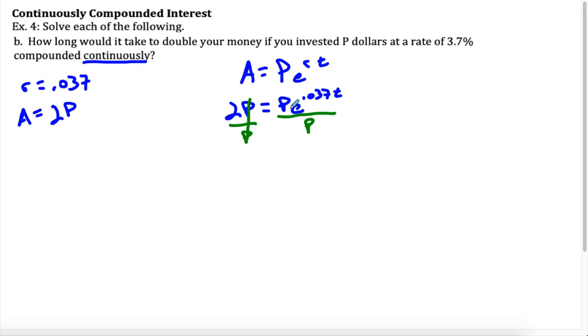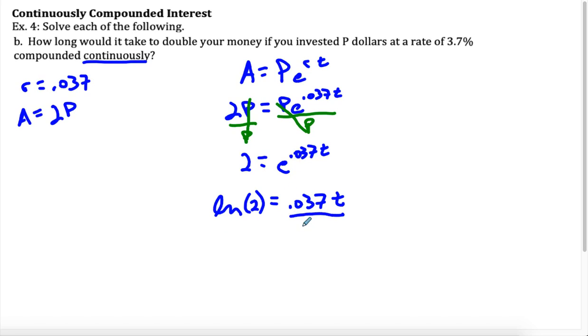the P's will cancel out on both sides. And I'll just be left with 2 equals e to the 0.037t power. Now we are at a point where I can rewrite this as a log. Or again, we can think about it as taking the natural log of both sides. So when I do that, I'll have the natural log of 2 equals 0.037t. The base of the exponential would become the base of the log. So log base e of 2 equals 0.037t.